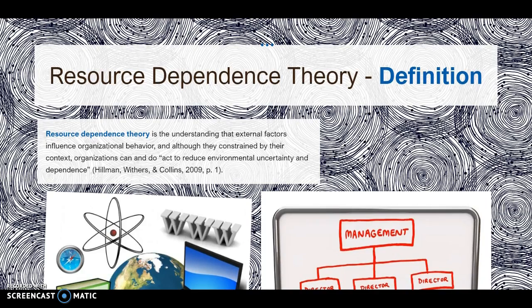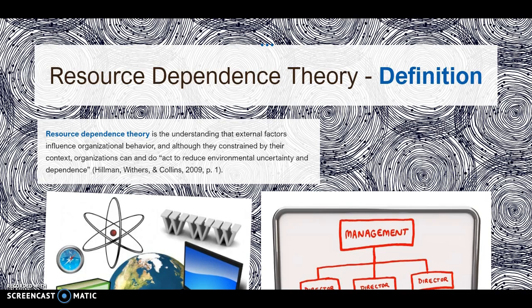Resource dependence theory postulates that the availability of and dependence on resources ultimately affect an organization's behavior. Hillman, Withers, and Collins describe resource dependence theory as the understanding that external factors influence organizational behavior, and although they are constrained by their context, organizations can and will act to reduce environmental uncertainty and dependence. The model was first formalized by Pfeffer and Salancik, who used a theoretical framework to characterize organizations as open systems that are dependent on contingencies in the external environment.